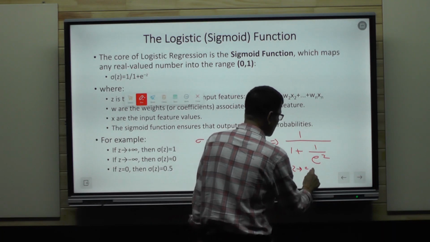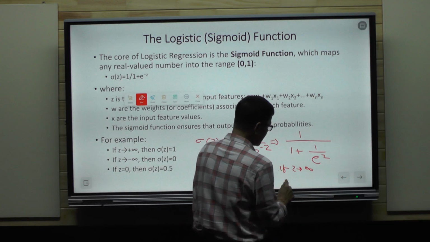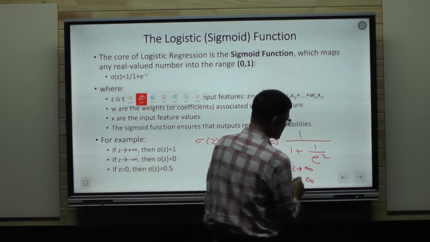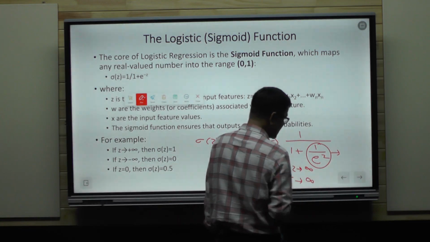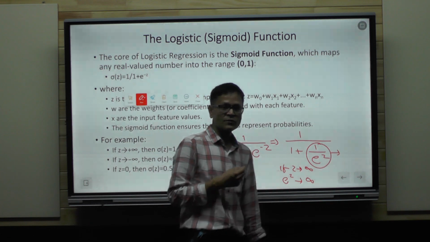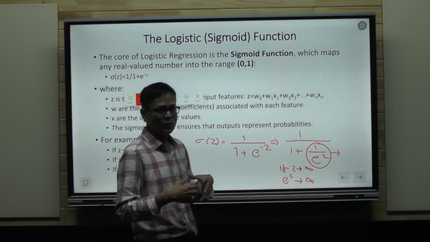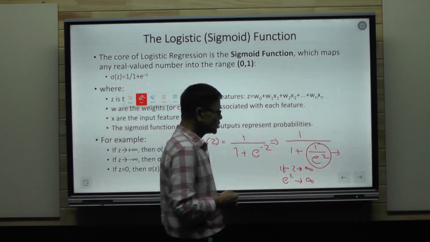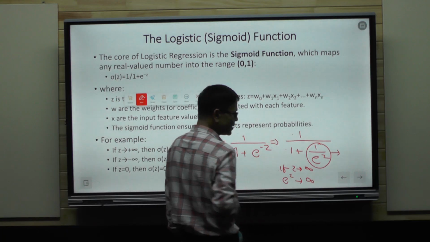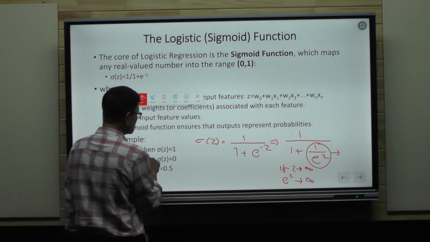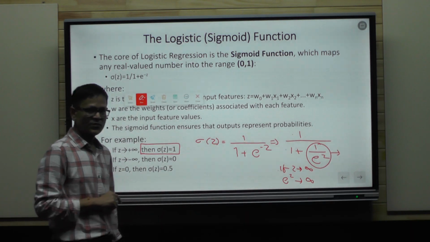Obviously, if z is moving towards infinity, a very large number, then e to the power z will also approach infinity. So this fraction will be limited, and its value tends to 0. You keep on increasing z, and the value gets closer and closer to 0. So at the extreme boundary, this would be 1 upon 1. This is how very large values are handled by the sigmoid function.